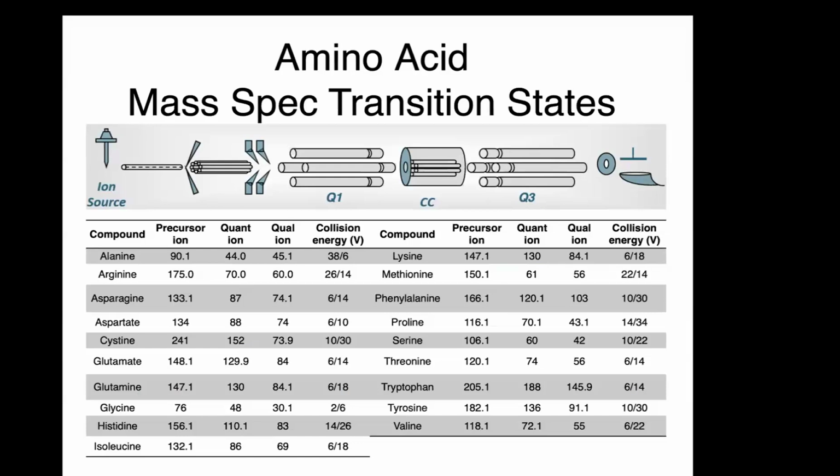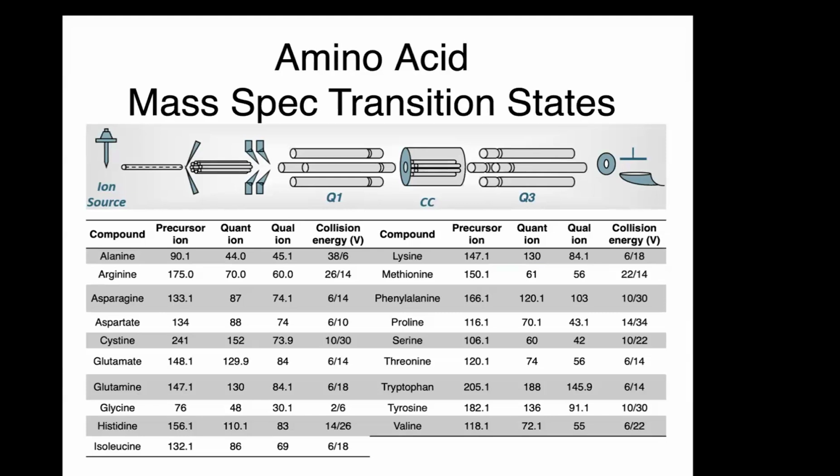And then you'll see two columns here labeled quant ion and qual ion. So these are the two fragment ions that we're looking at in Q3 for that particular precursor. And the first one, the quant ion, is typically the most abundant ion we're seeing. And we're going to use that to actually quantitate the compounds. So when Bill was showing those curves of where we're measuring underneath that area to quantitate, that's what we're using.